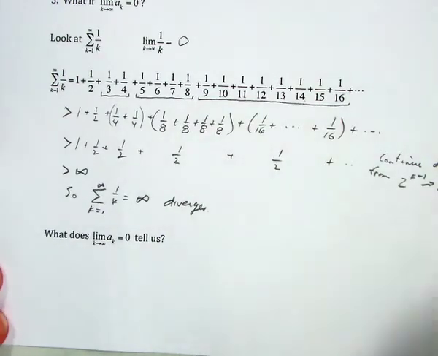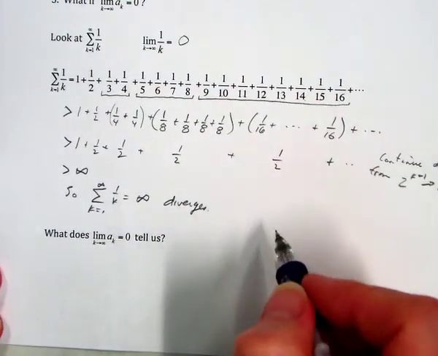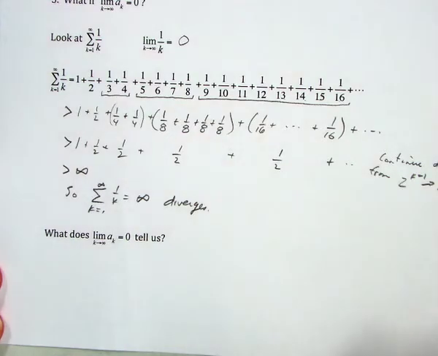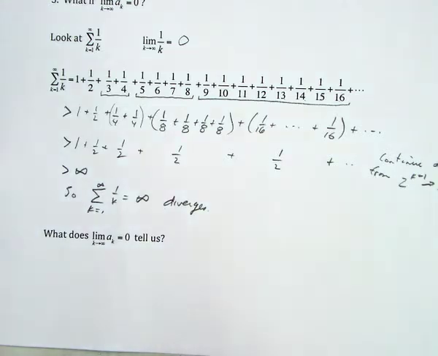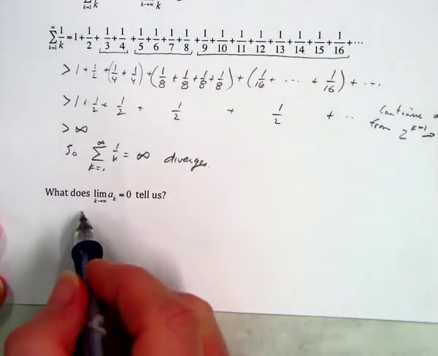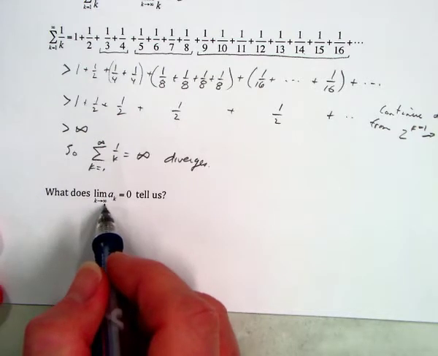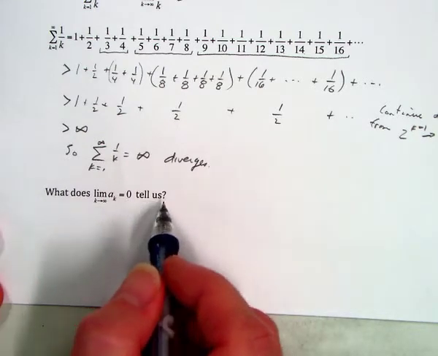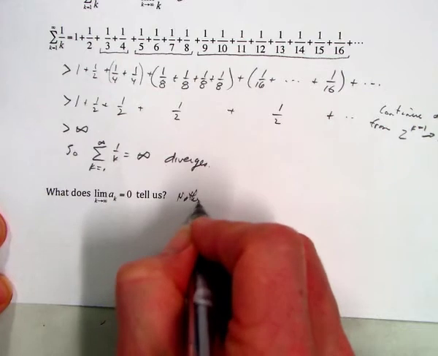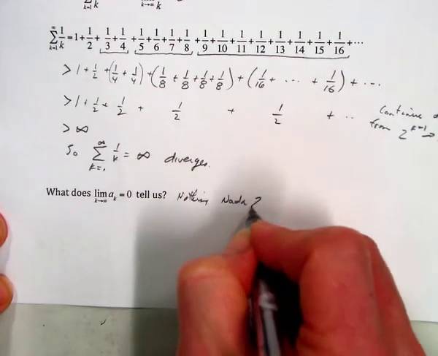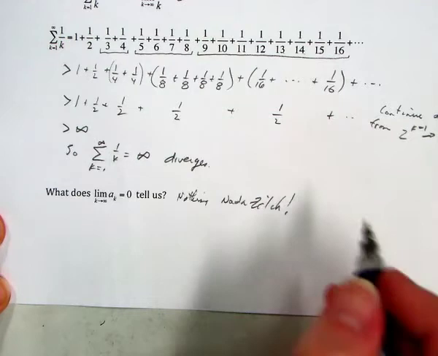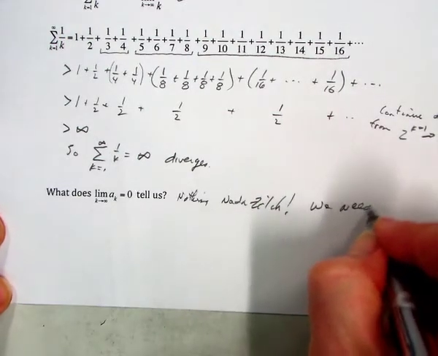So then, write the following. Remember the comparison test for improper integrals. It's the same. What did we compare to for the improper integrals? Was 1 over x from 1 to infinity. Now we're looking at the exact same thing. So, what does limit as k goes to infinity of a sub k equals 0 tell us? Nothing. Nada. Zilch. So, we need another test.